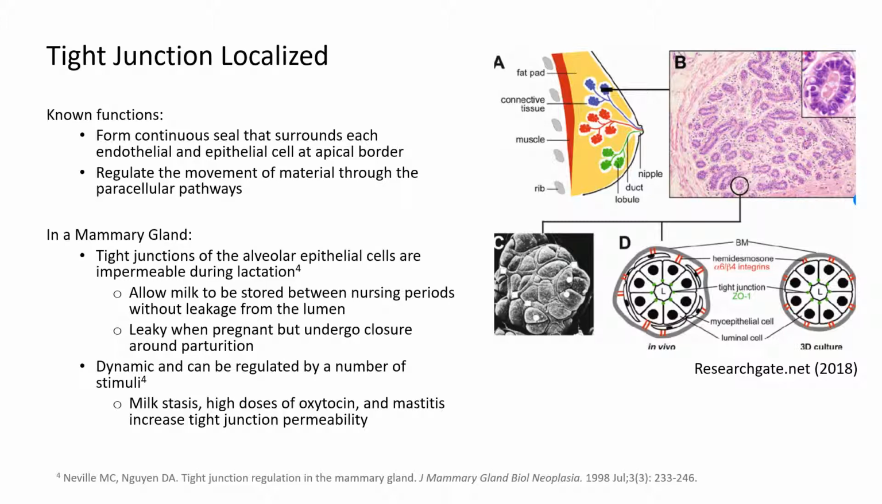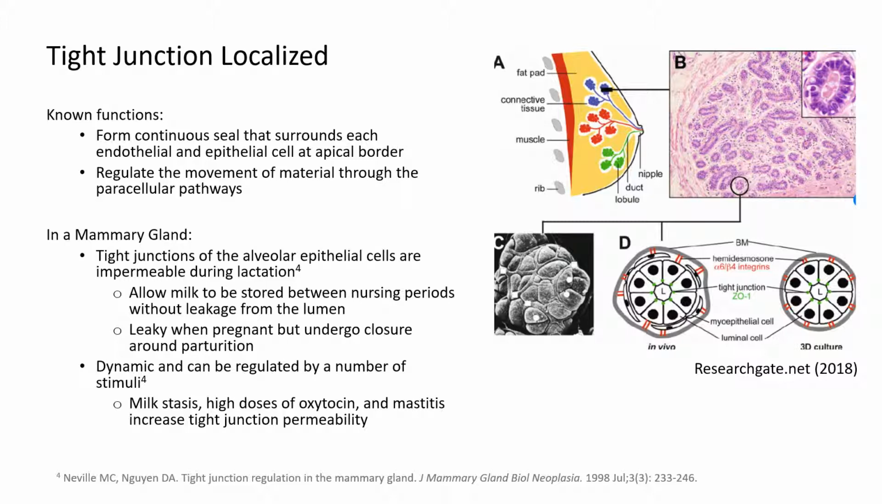So tight junctions, we already know the two main functions of them. They are usually found in epithelial cells, and one example that I chose was the mammary gland. The tight junctions of the alveolar epithelial cells are impermeable during lactation. So tight junctions allow the milk to be stored between nursing periods without leakage from the lumen.